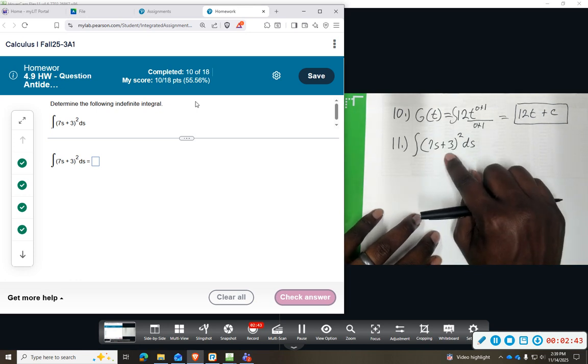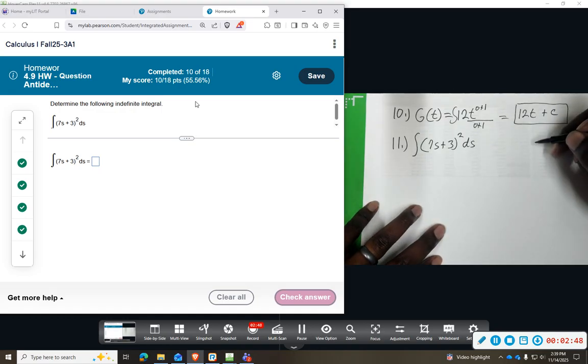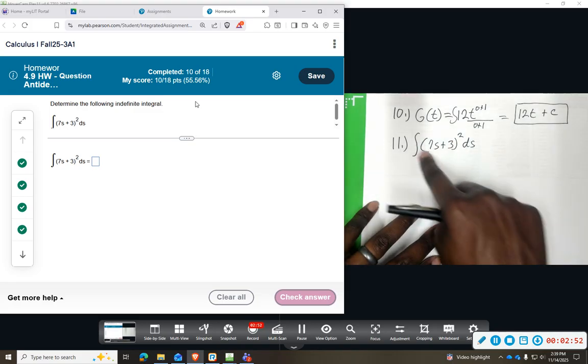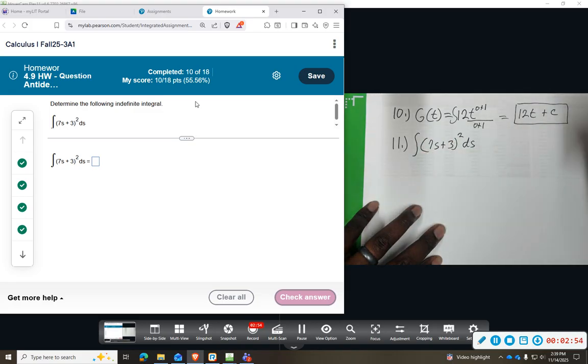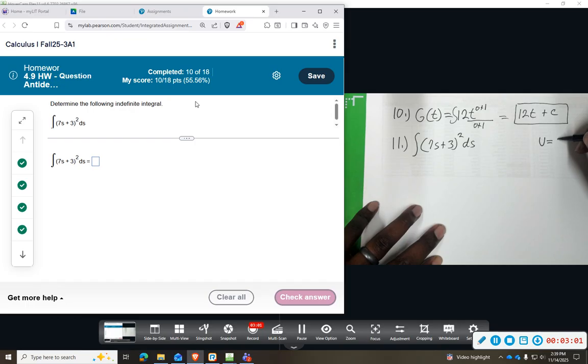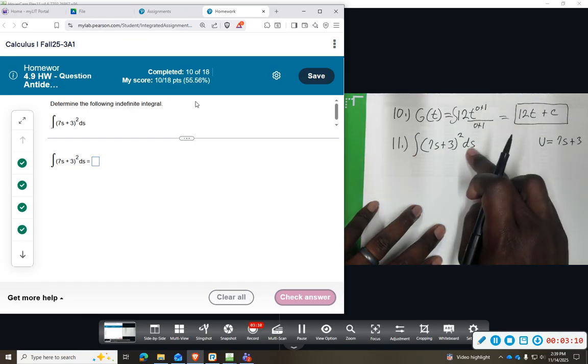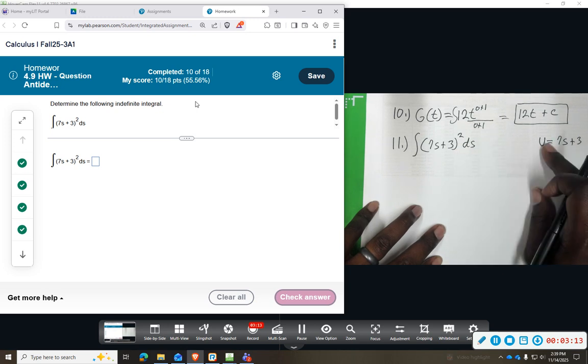So here's where we use u substitution sometimes. So let me show you. To make this look like a regular power rule, we'll let the inside, this whole thing, be equal to u. So we'll say u is a change of variables, basically. u is equal to 7s plus 3. Now we're doing the antiderivative with respect to s, so we also need to do the antiderivative of u with respect to u.